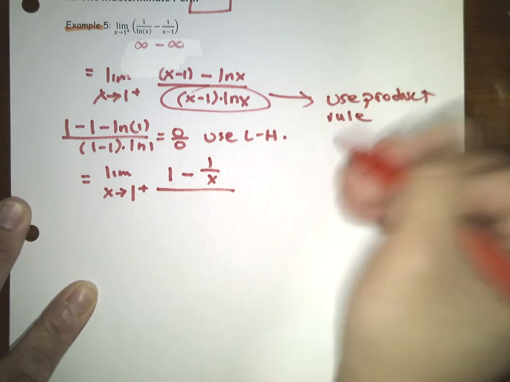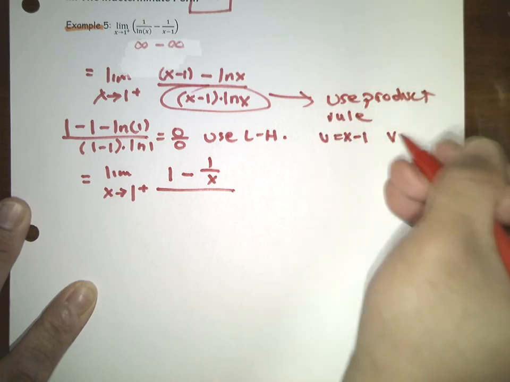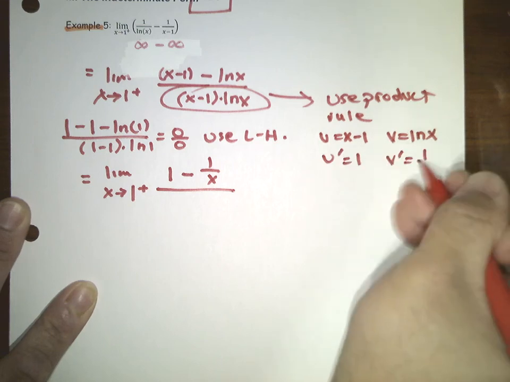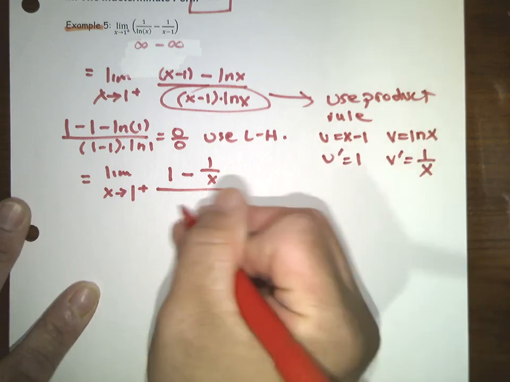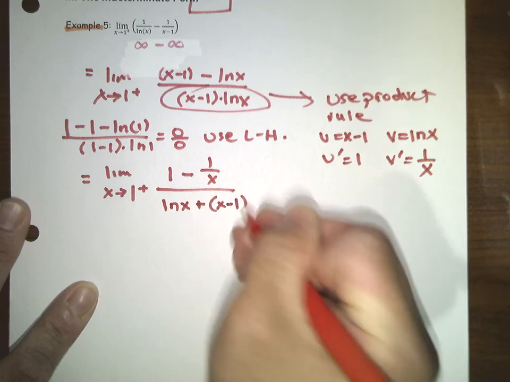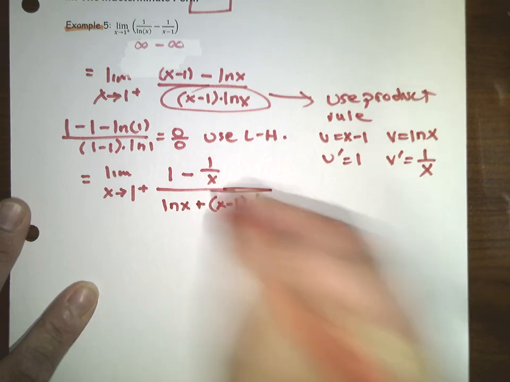So use the product rule. The u is x minus 1 and the v is natural log of x. So u prime is 1 and v prime is 1 over x. So we have the natural log of x, then plus x minus 1 times 1 over x.